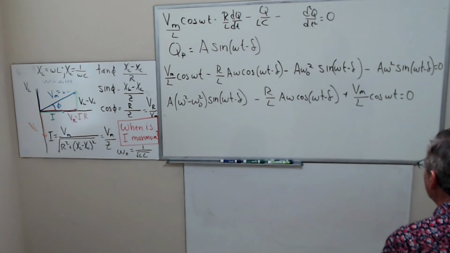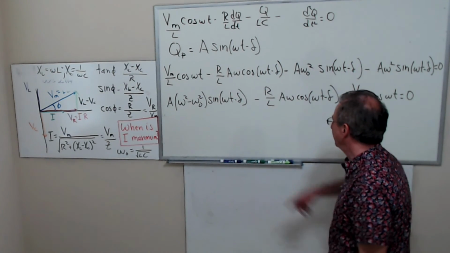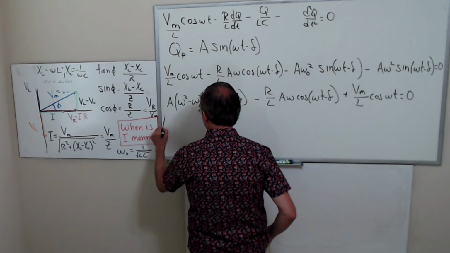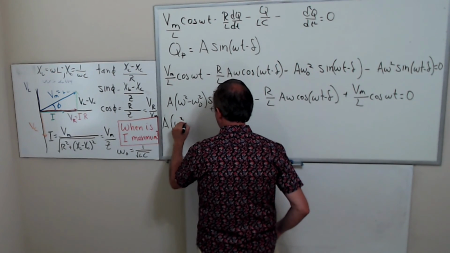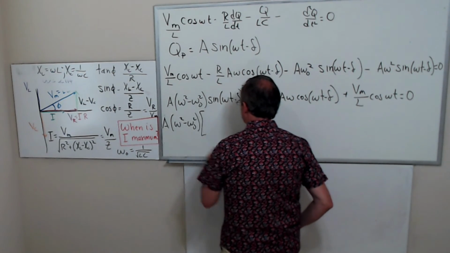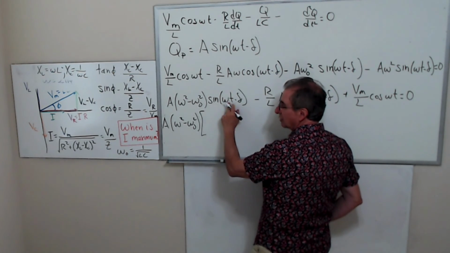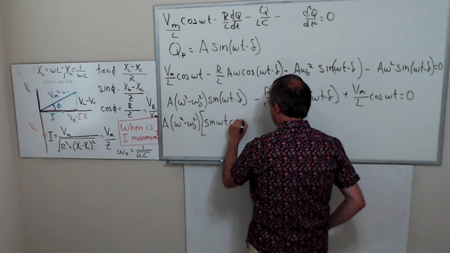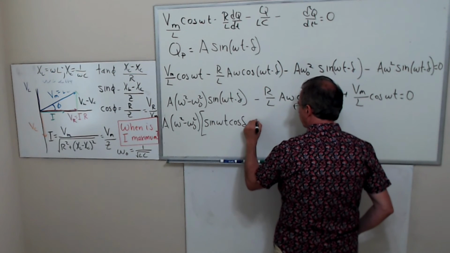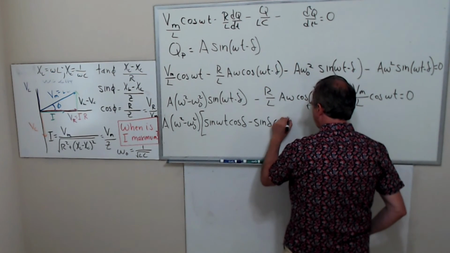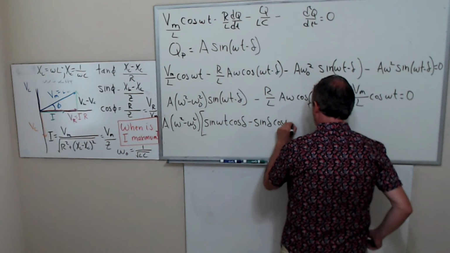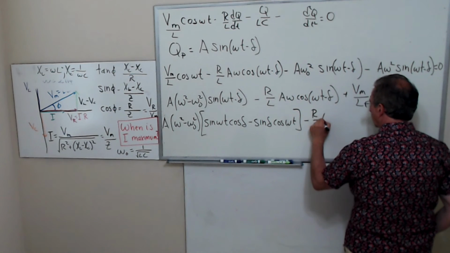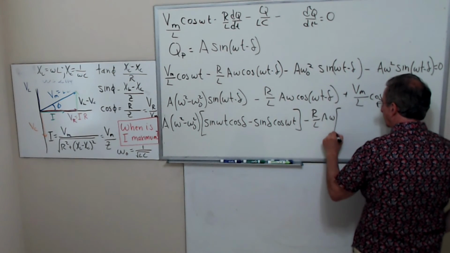So far, so good. I'm going to make it worse now. I'm going to expand this term, and I'm going to expand this term. So here we go. This is the fun part. Sine, sine, right? Sine, no, sine, cosine, sine, cosine. And this is cosine, cosine, sine, sine, with a plus in between.